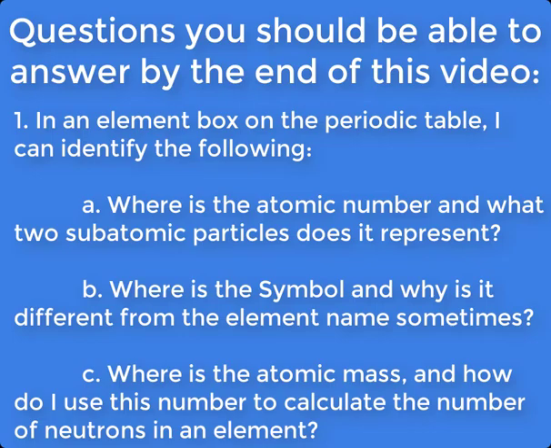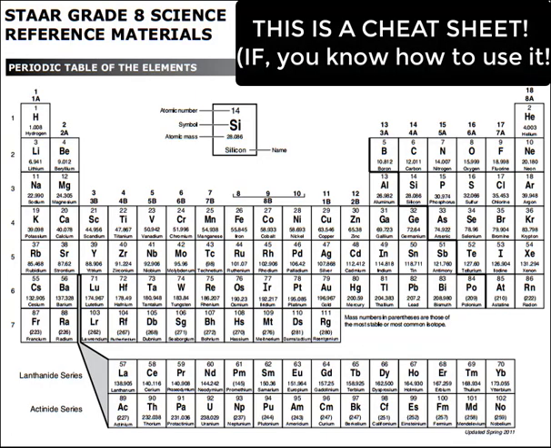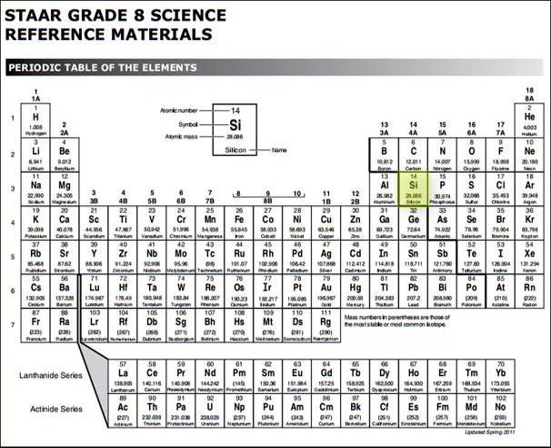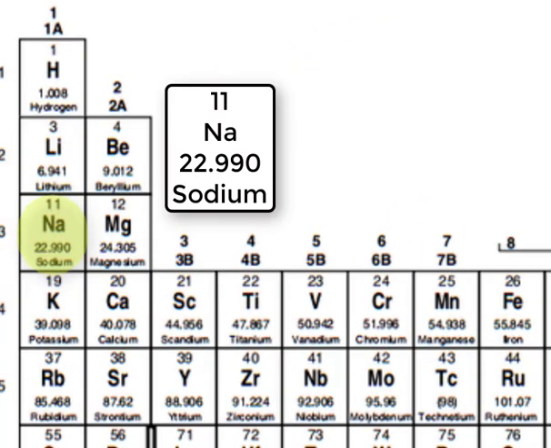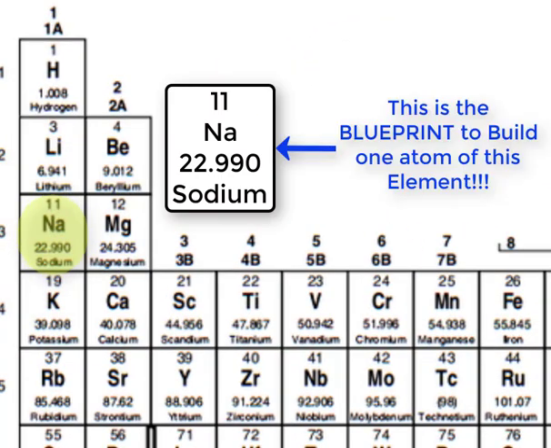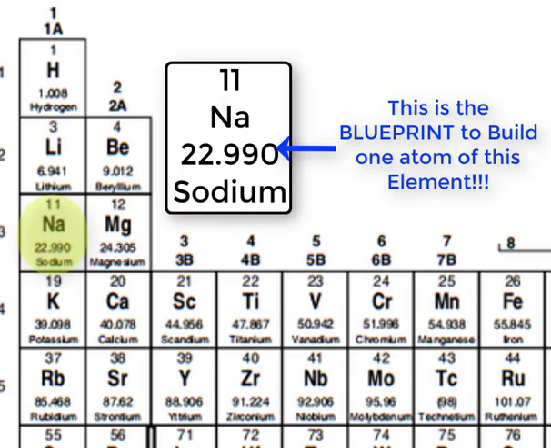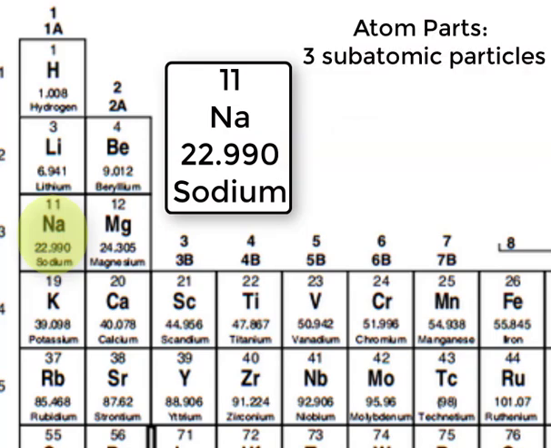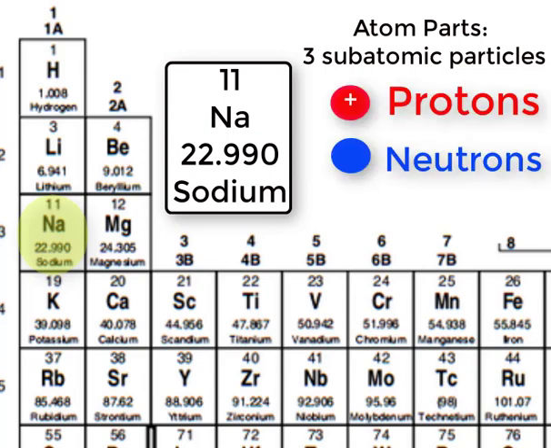The periodic table is like one giant cheat sheet that you get to use on every chemistry test. The only trick is you have to know how to read it. Each box on the periodic table represents an element, and within each box are instructions for building that element. Cool, right? We started with the different parts of the atom, and now I'm going to give you the blueprints to actually create them. Remember that atoms are made of 3 subatomic particles: positive protons, neutral neutrons, and negative electrons.